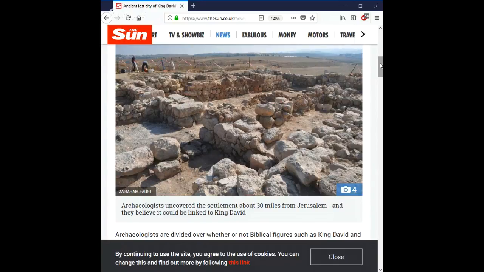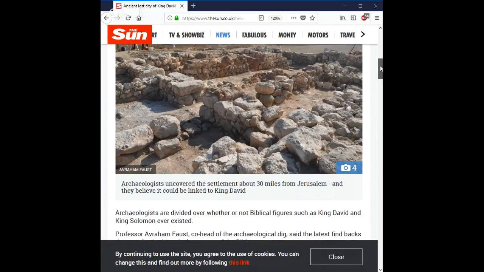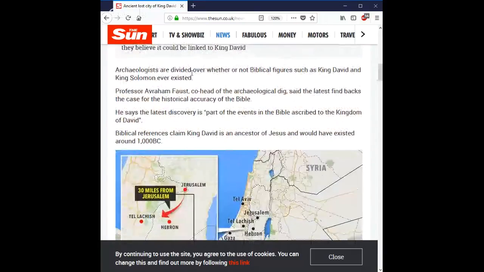So if everybody looks at this pile of rocks and says, yeah, this was done by humans, according to all rationality and anything we regard as evidence, this is evidence, and it matches the Bible. And this, in turn, is yet another of many instances where such evidence supports the Bible. Okay, even though they use words like archaeologists are divided over whether or not biblical figures such as King David and King Solomon ever existed, there's nothing to say they did not.